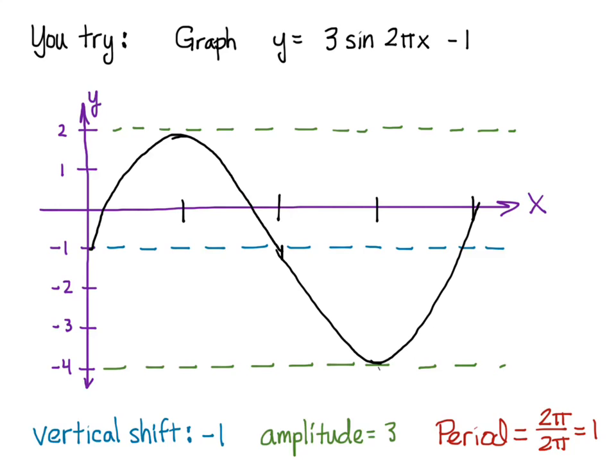So now here's where I'm drawing my 5 points. You see, I know that I'm going to start at 0. I'm going to go up to 3, or 3 minus 1, which is 2. And then when I'm halfway through my cycle, I'm going to be at -1, because 3 times the sine of whatever that is gives me a 0. Then I subtract 1. And then down here is my 4th point, where I'm 3/4 of the way through my period.